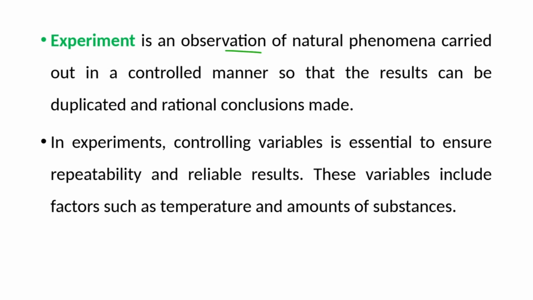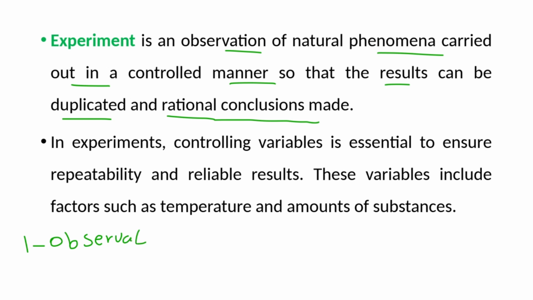An experiment is an observation of natural phenomena carried out in a controlled manner, so that the result can be duplicated and a rational conclusion can be made. Now, the first step we've done was observation. So basically, we have observed the color change of two liquids when they mixed. Then, we've done a hypothesis, in which we assumed that when we mixed the first liquid with the second liquid, the color changed because the first liquid was an acid and the second liquid was, for example, a base.